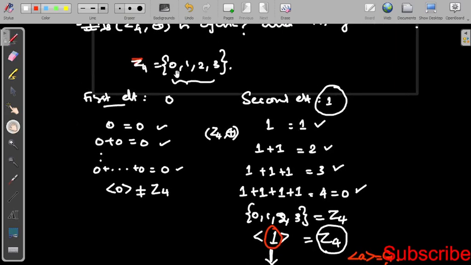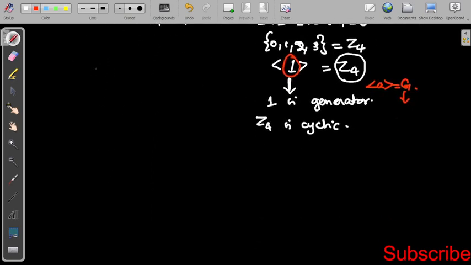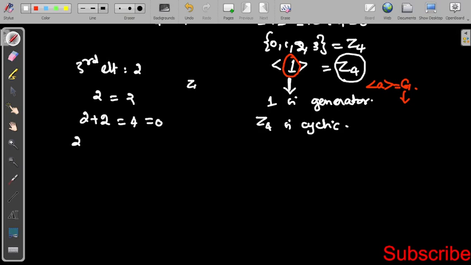We have just seen 2 elements. What about the other 2? The third element, sorry, the third element we have here is 2. So I take 2 one time, 2 two times, which is 4, which is equal to 0, because in Z4 we are reducing mod 4. Taking 2 three times gives 6.